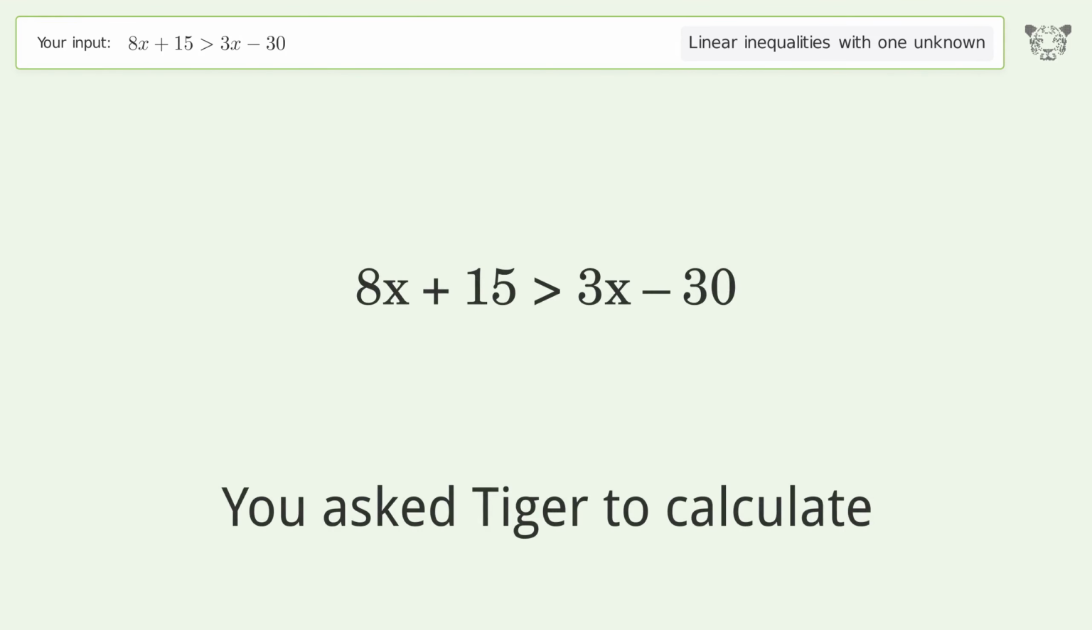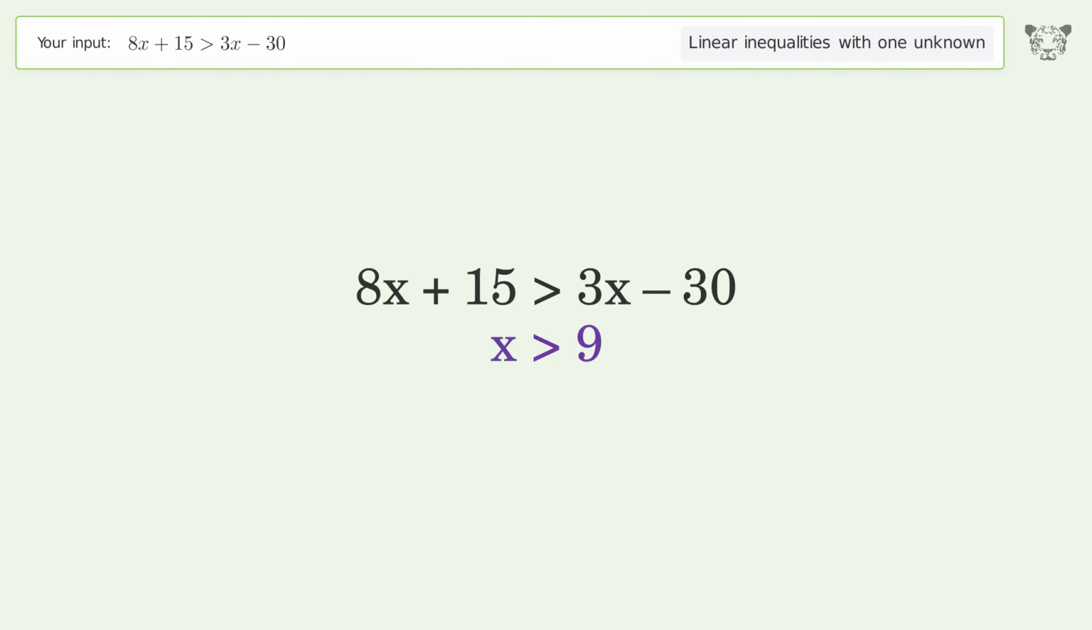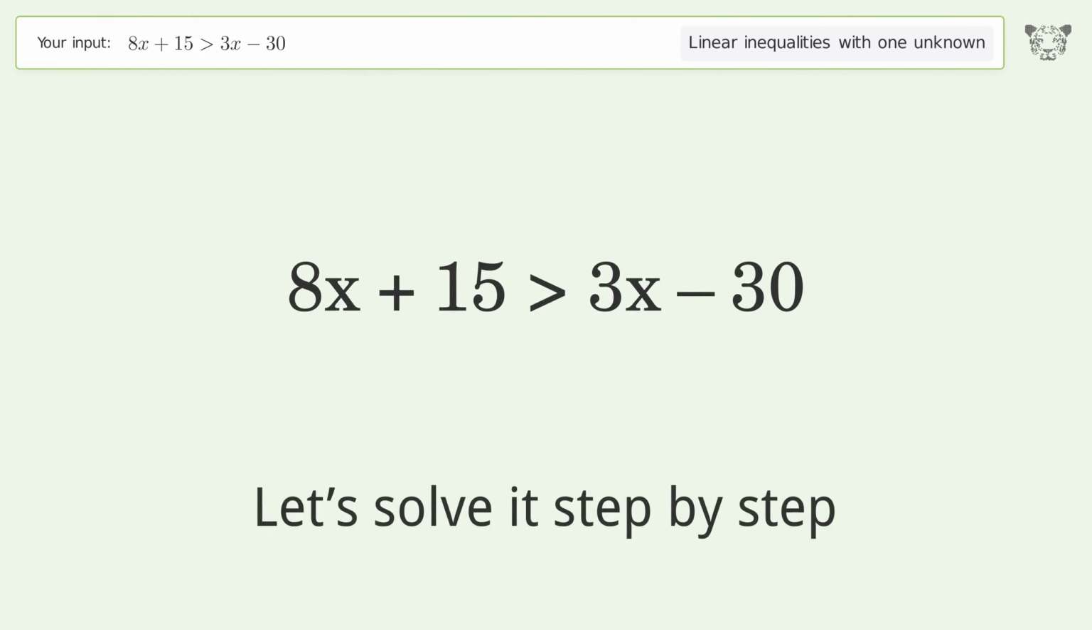You ask Tiger to calculate. This deals with linear inequalities with one unknown. The final result is x greater than -9. Let's solve it step by step.